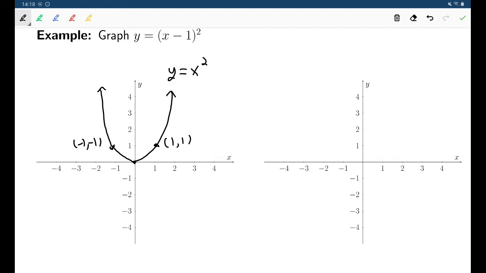Now for y equals x minus 1 squared, this is where we're going to take our graph and transform it by shifting it 1 unit to the right. And we do that by adding 1 to every x coordinate. So negative 1, 1. There we go. Negative 1, 1. When I shift that to the right, that goes to 0, 1. 0, 0. Shifting it to the right by 1, that gets me to 1, 0. 1, 1. Shifting that 1 to the right gets me to the point 2, 1.